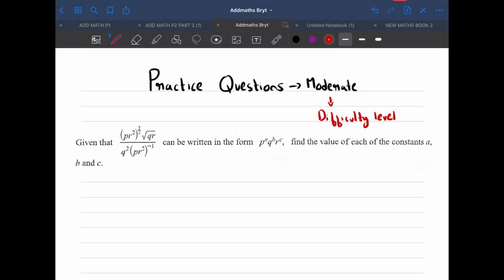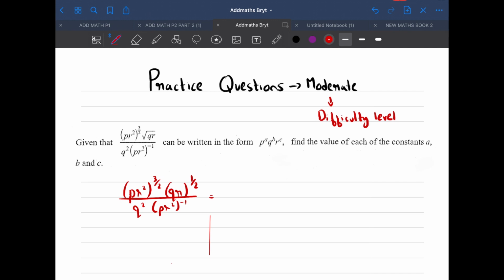Hi guys, in this lesson, I'll be solving moderate difficulty level questions of indices. Let's begin. It's written (PR square) power 3 upon 2, QR square root, can I write it like this? (QR) power half, divided by Q square (PR square) power minus 1.